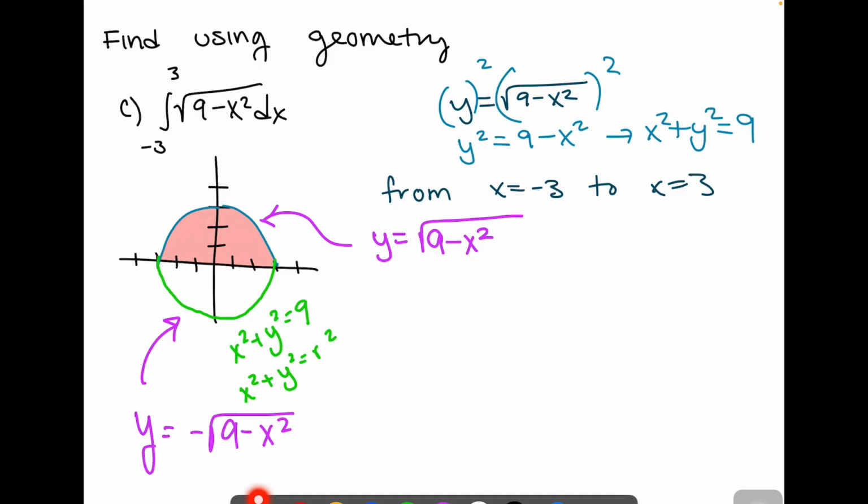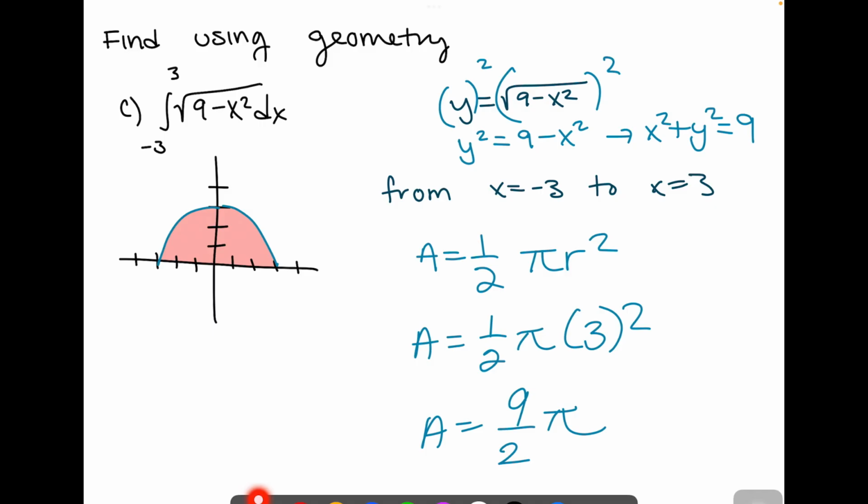And once again, this is something that I can do using geometry. I know that the area of a circle is pi r squared. I want to do half of that area. So the area of a semicircle would be 1/2 pi r squared. My circle has a radius of 3. So 1/2 pi 3 squared becomes 9 pi over 2. And again, there's the value of my definite integral. That was something I could do with geometry because I had a circle.